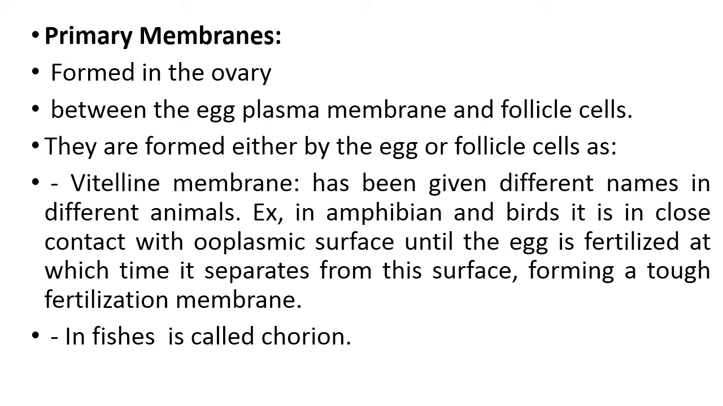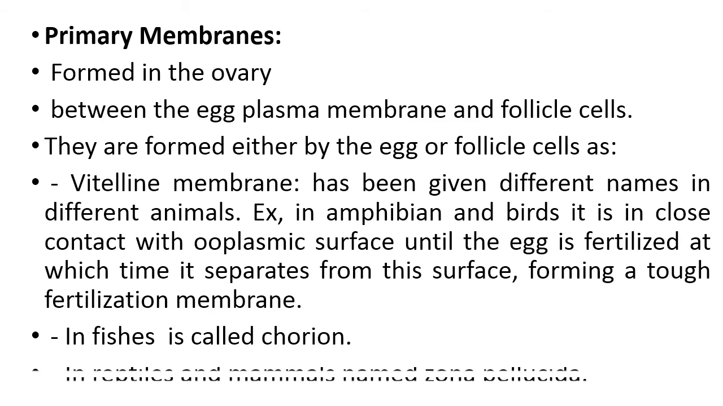In fishes, it is called chorion. In reptiles and mammals, it is named zona pellucida. So, there is the primary membrane. The primary membrane is a vitelline membrane. And in mammals or humans, it is known as zona pellucida.